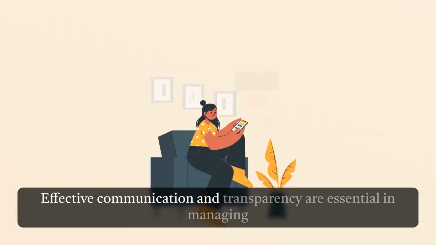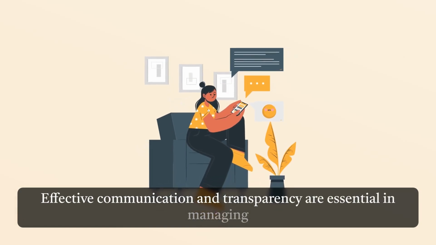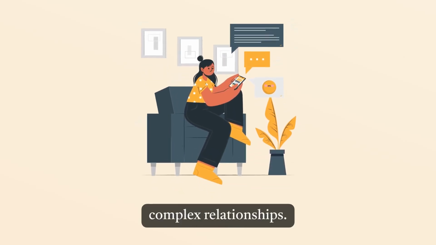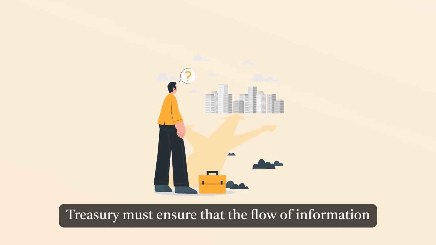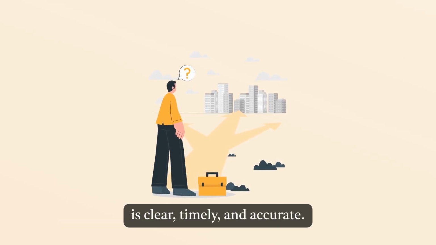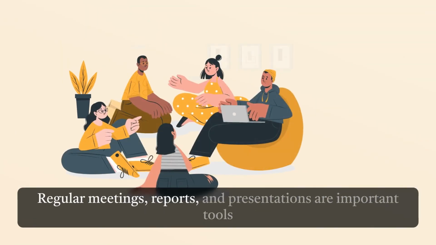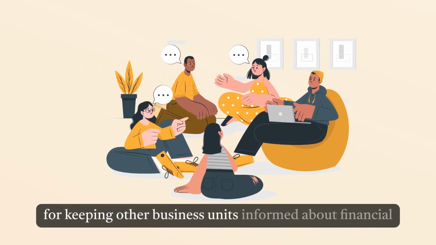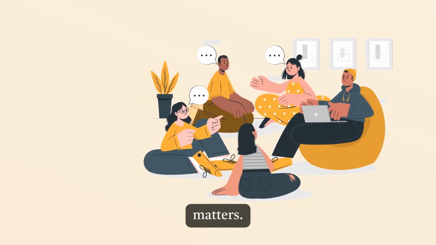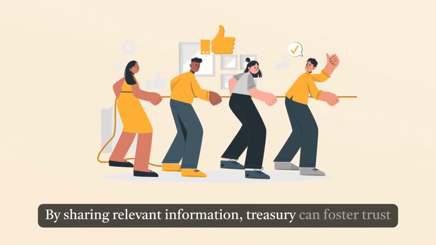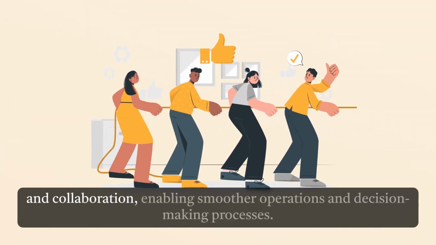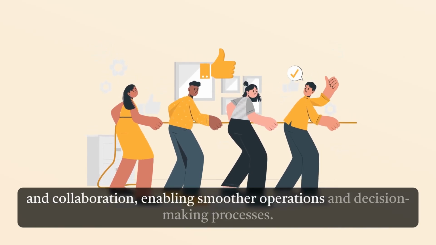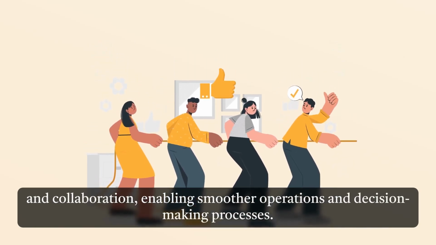Communication and transparency. Effective communication and transparency are essential in managing complex relationships. Treasury must ensure that the flow of information is clear, timely, and accurate. Regular meetings, reports, and presentations are important tools for keeping other business units informed about financial matters. By sharing relevant information, Treasury can foster trust and collaboration, enabling smoother operations and decision-making processes.